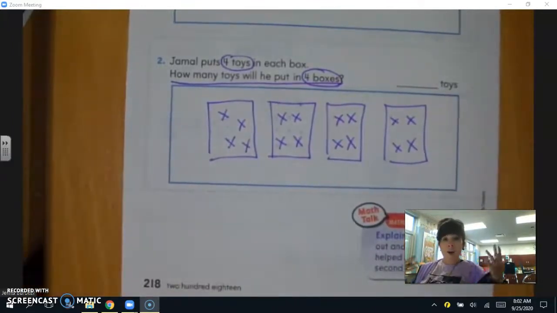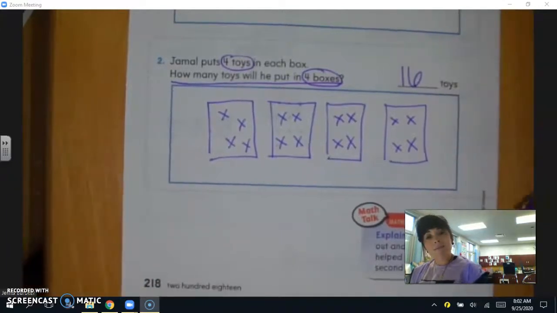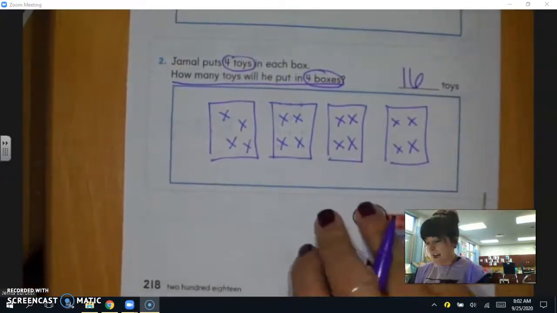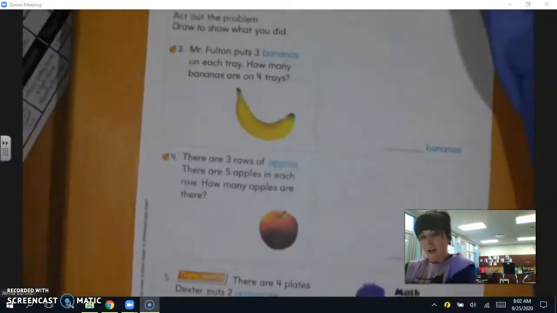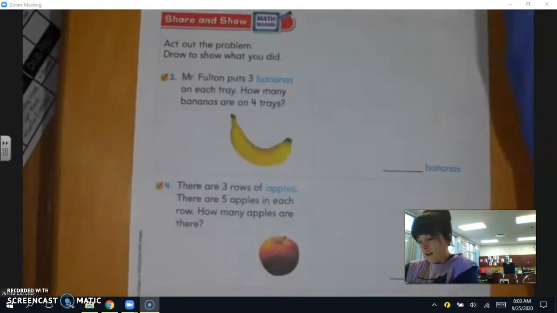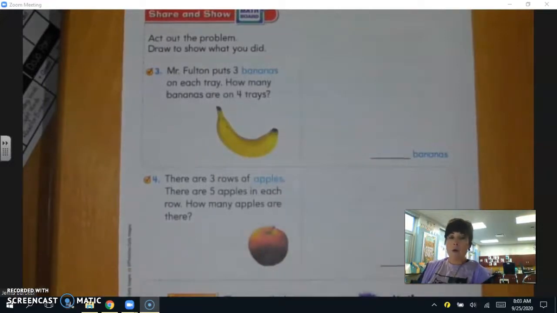Now, how many toys are there all together? All we have to do is count them. Go ahead. And the answer is 16. There are 16 toys. Boom. Did it. Okay? How are we doing? Hopefully we're doing okay. I want you to go ahead and try 3 and 4 on your own right now. I want you to pause the video, try 3 and 4, and get started. When you come back, we're going to go over those answers. So try it on your own first. Pause the video.